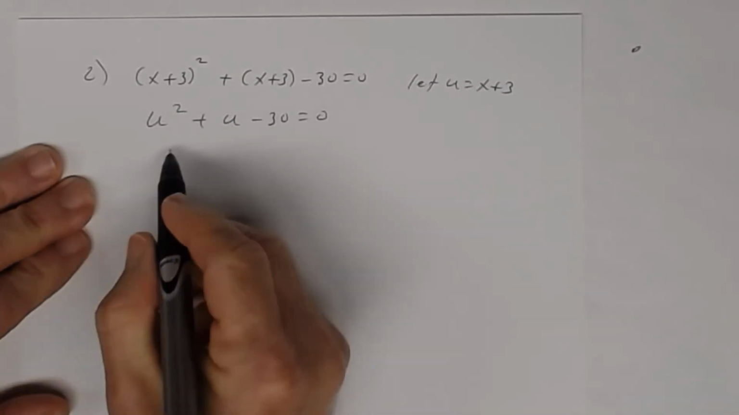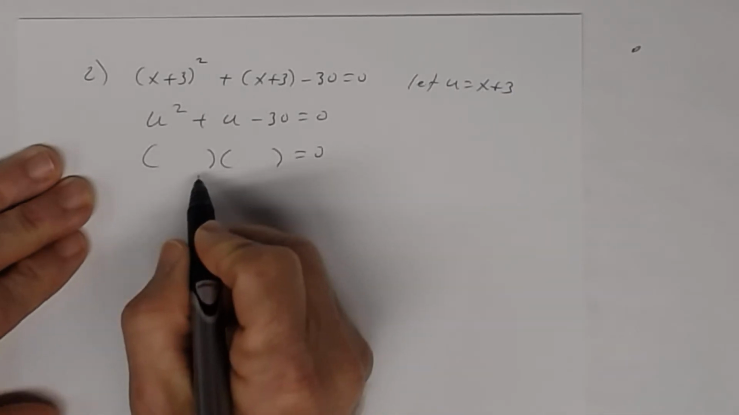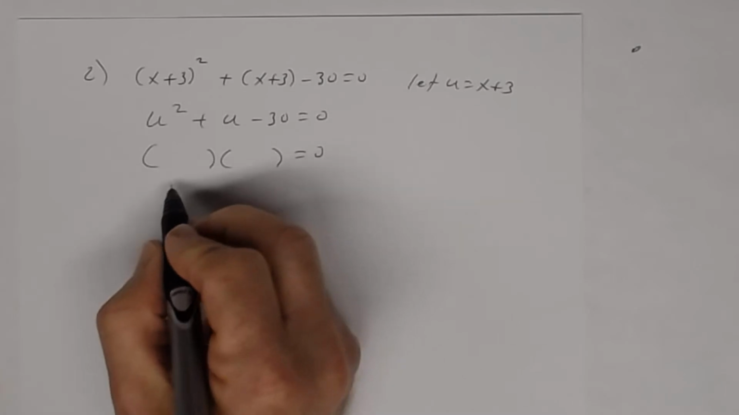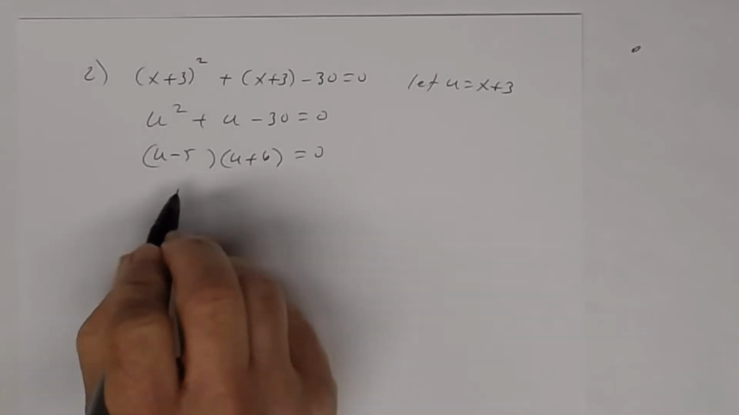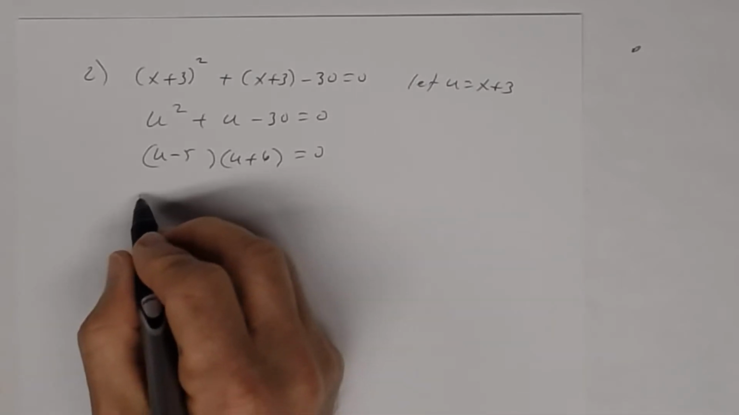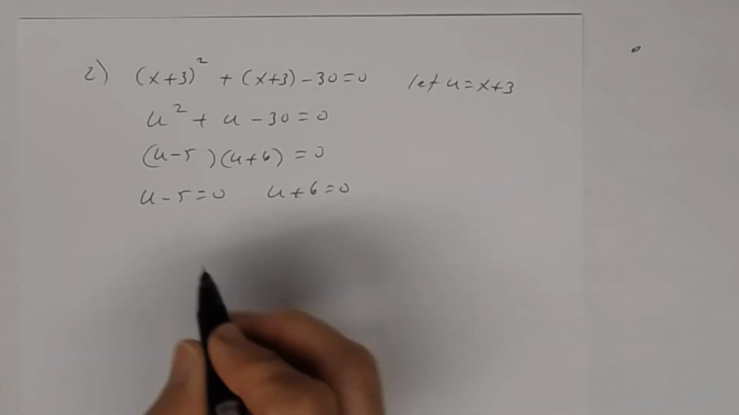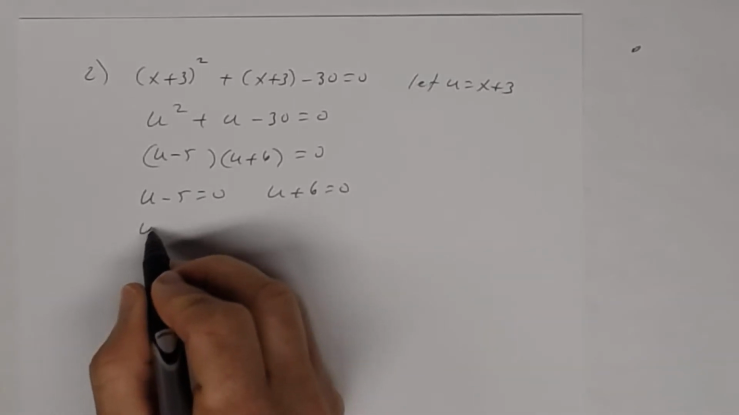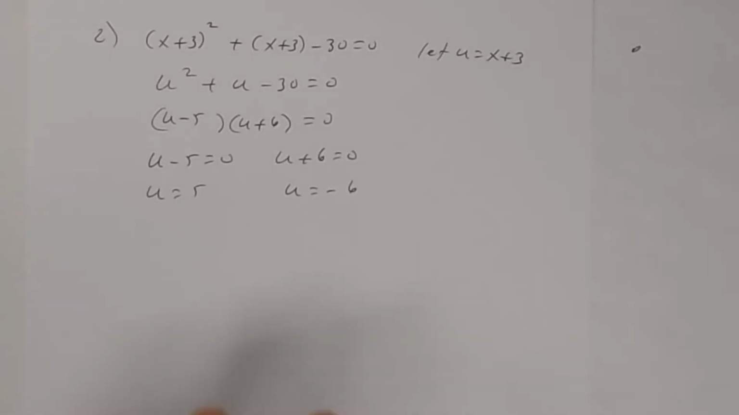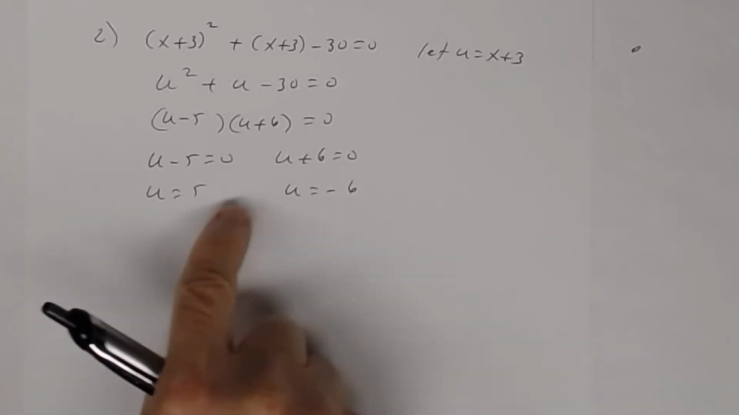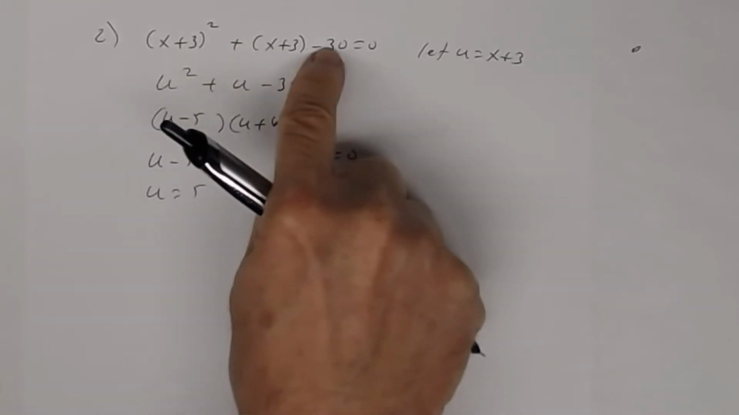And now that's easy to factor. So I'm factoring this quadratic equation with a variable u now. And when I do that, I'm going to get u minus 5, u plus 6. And then setting each factor equal to 0, I get u minus 5 equals 0, u plus 6 equals 0. And then solving for u, I get u to be 5, u to be negative 6. Now remember though, 5 and negative 6 are the solutions to this quadratic equation with a variable u. I need to solve the one with variable x.